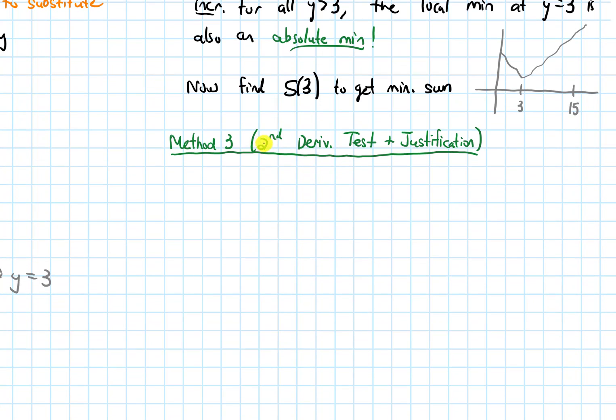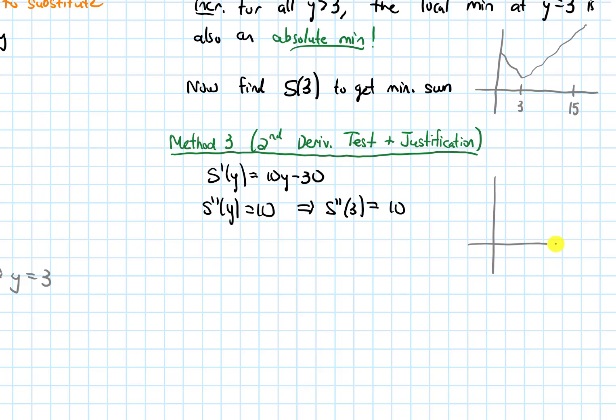Okay, so the third method is we can also do the second derivative test plus a little bit of justification. So how does that work? Our first derivative, remember, was 10y minus 30. And our second derivative will then be 10. With the second derivative test, I take my second derivative and plug in my critical number, which was 3. But this is just a constant, so when I plug in, it'll still give me that constant 10. In terms of the graph, if this is where 3 is, the second derivative is positive, which is telling me at this critical number, my graph is going to be concave up, so that'll give me a min, technically a local min.